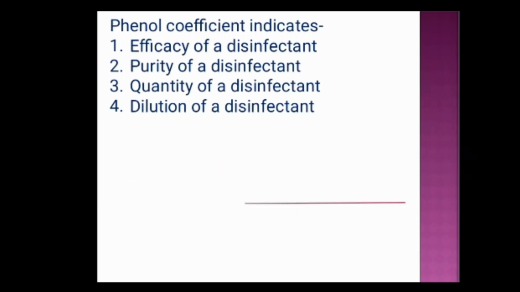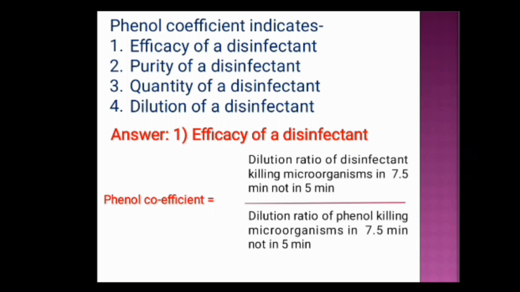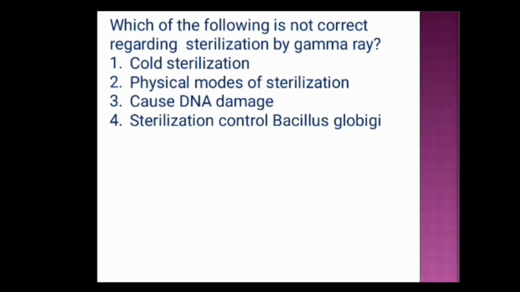Now, phenol coefficient indicates option 1 efficacy of a disinfectant, option 2 purity of a disinfectant, option 3 quantity of a disinfectant, option 4 dilution of a disinfectant. And the correct answer is option 1 efficacy of a disinfectant. Now, what is phenol coefficient? Phenol coefficient is the ratio between the dilution of disinfectant killing microorganism in 7.5 minutes, not in 5 minutes, divided by the dilution of phenol killing microorganism in 7.5 minutes, not in 5 minutes.